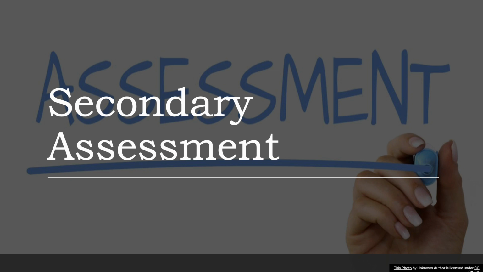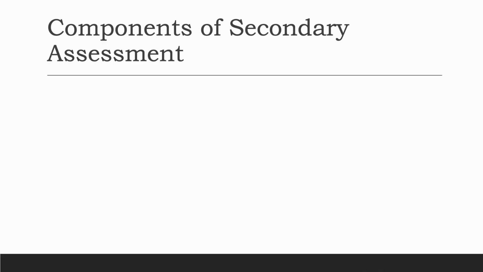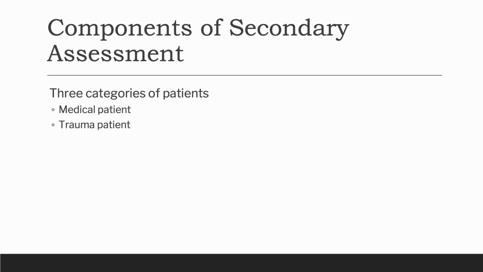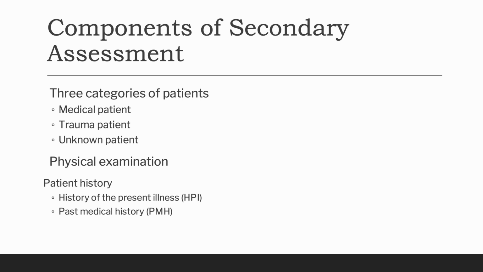All right, so let's talk secondary assessment. The components of a secondary assessment fall under 3 different categories of patients: your medical, your trauma, and your unknown. For a physical exam, we're going to do patient history, history of present illness and past medical history, and of course vital signs.